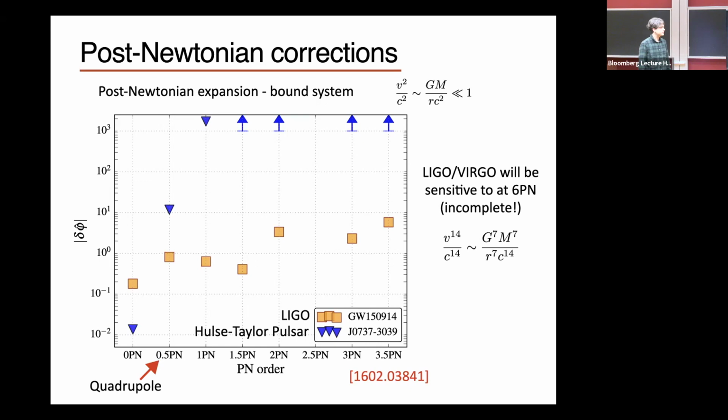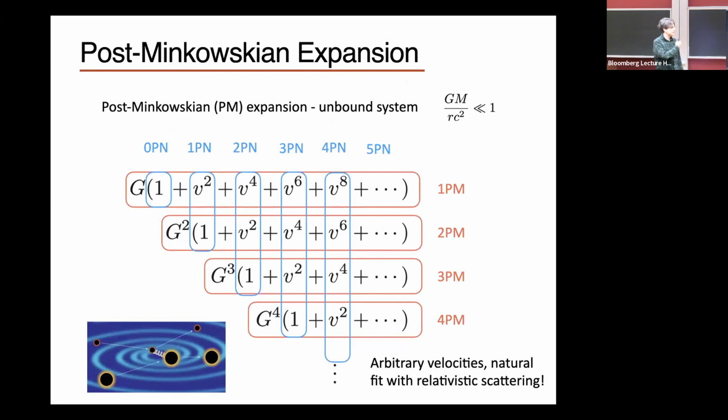Okay, so this is just to tell you that this is something that is going to be measured, so we should calculate it and try to understand it. The approach that we'll follow is different, actually trying to climb this ladder of terms in a different direction. Because we're going to study scattering, it can happen at arbitrary velocity. There's no virial theorem. The only small parameter is the separation between the two particles. So we can actually study corrections to all orders in velocity at fixed order in G-Newton.